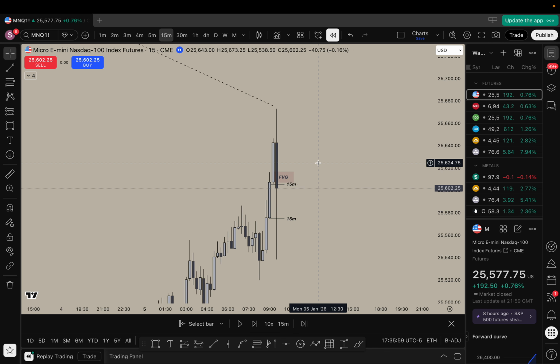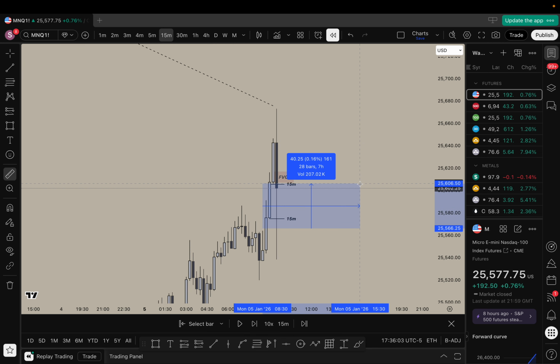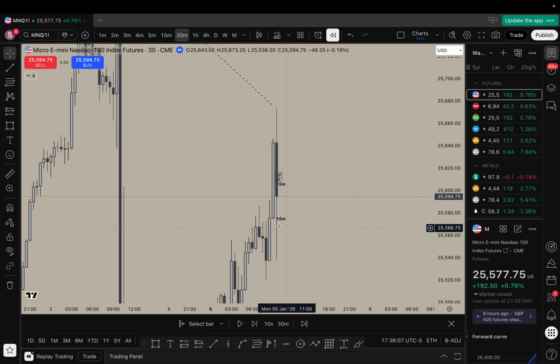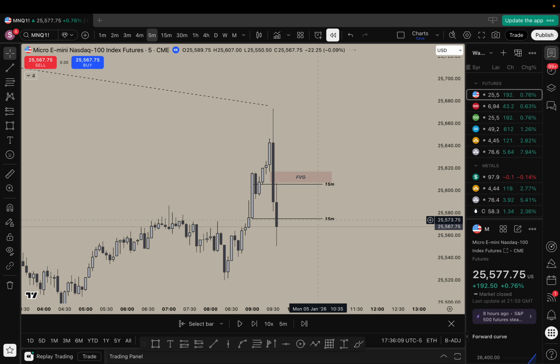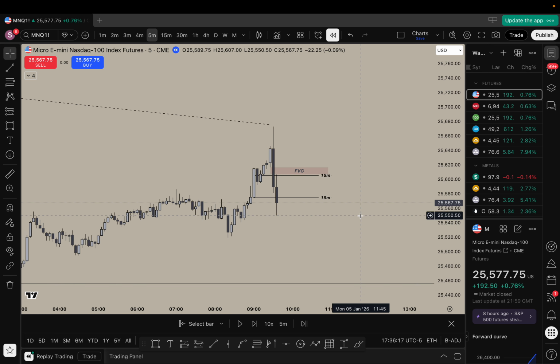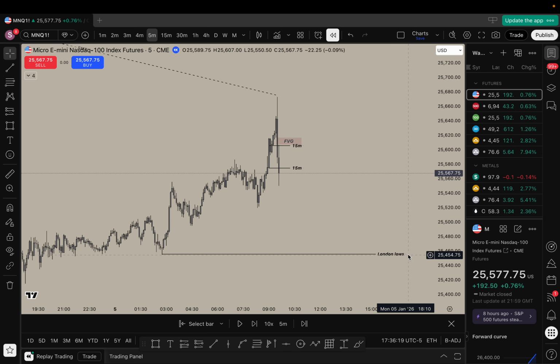Now, the only problem with this trade is the fact that we clearly wicked out the 2 15-minute fair value gaps and this tiny 30-minute fair value gap. But at the time I did see it, but I'll tell you why I didn't really care too much, right? This is where discretion comes into play. In terms of draws on liquidity, London lows and Asia lows were clear draws on liquidity.